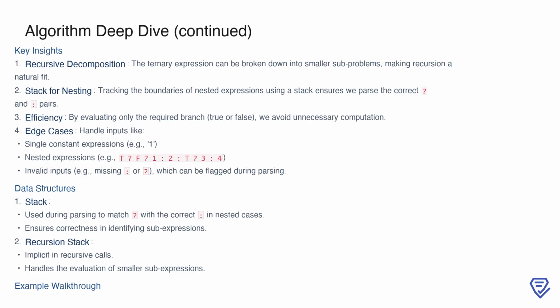Finally, we need to account for edge cases, such as single constant expressions like 1, deeply nested expressions like T ? F ? 1 : 2 : T ? 3 : 4, and invalid inputs where the syntax is incorrect, such as missing question marks or colons. To implement this, we use two main data structures. The first is the stack, which helps during parsing to match question marks and colons. The second is the recursion stack, which implicitly handles the evaluation of smaller sub-expressions as we break the problem down.